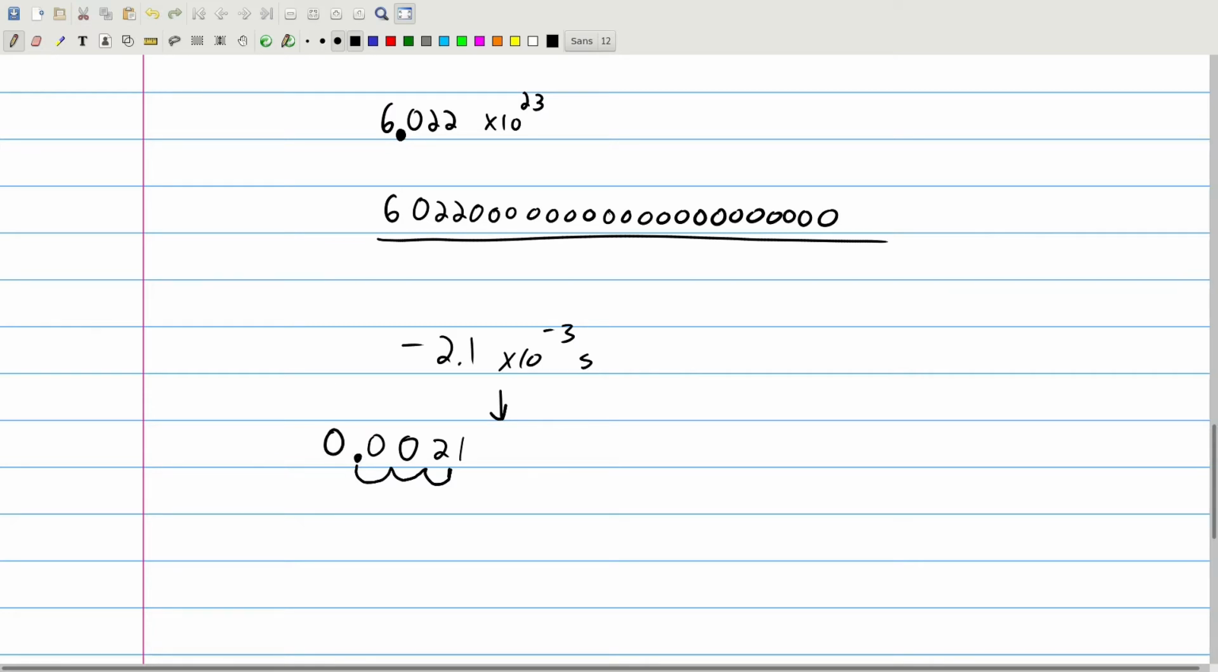The initial 0 here is probably a good idea. It's not strictly essential, but it's a good idea to help communicate what you're talking about and avoid misconceptions. And then over here at the end, don't forget to bring along the unit, seconds. So negative 0.0021 seconds. Should be pretty easy to go back and forth between scientific notation and standard notation.